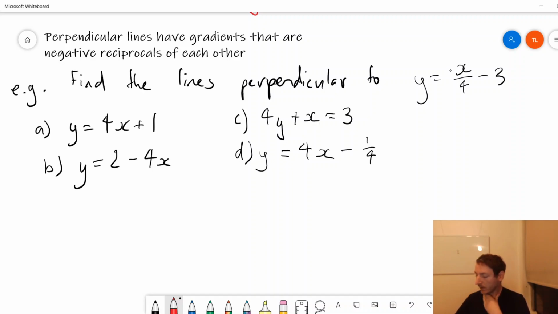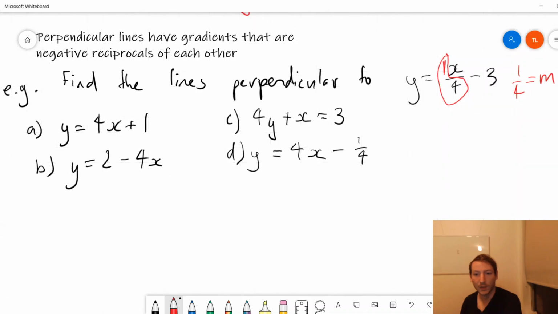First of all, our gradient. What number is in front of the x here? We know there's a 1 here, but we can't get rid of this bottom part of the number. That is all one term. So our gradient is 1/4. That's slightly off the page, sorry. Let me see if I can move that. There we go. Alright, so we need to find the negative reciprocal.